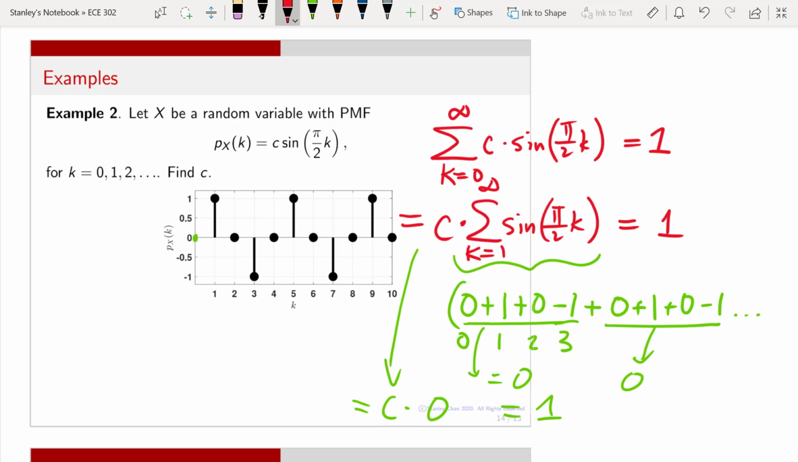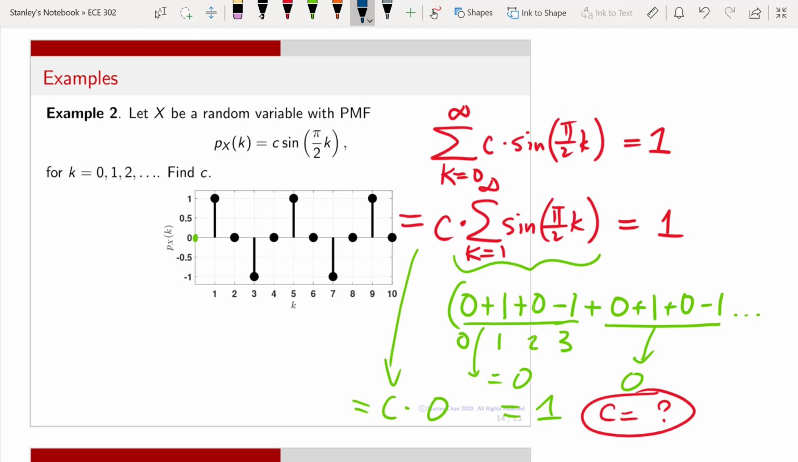Wait a minute, what's going on? So does it mean that C equals what, right? Because no matter what C you give me, C times 0 cannot give me 1. So is there something wrong with this problem? I'm just following all the procedures that you are describing. Do you realize what the problem is with this example?